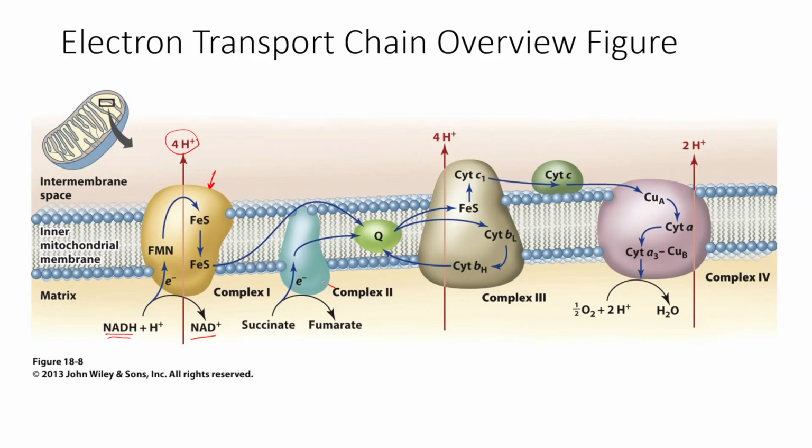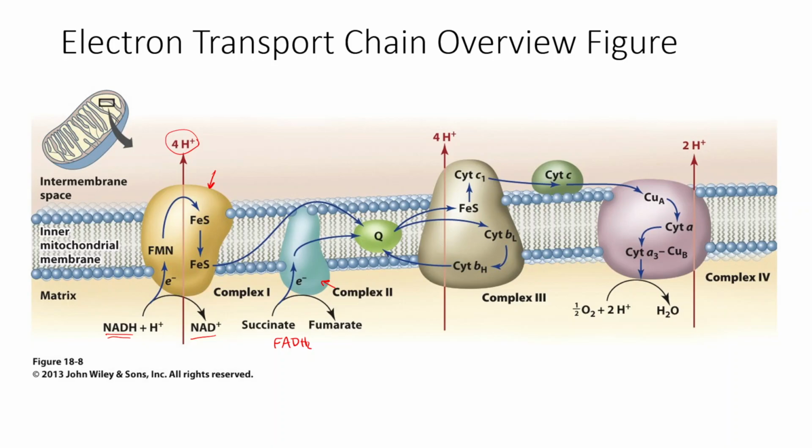Complex 2 is shown here in blue. Complex 2 is where FADH2 enters the electron transport chain. And as you recall, the FADH2 that was generated during the citric acid cycle was part of that succinate dehydrogenase enzyme. And so during the course of the oxidation of succinate, that's when we generated FADH2, and those electrons are then transferred over to complex 2 to enter the electron transport chain, and FADH2 can be oxidized back to FAD.